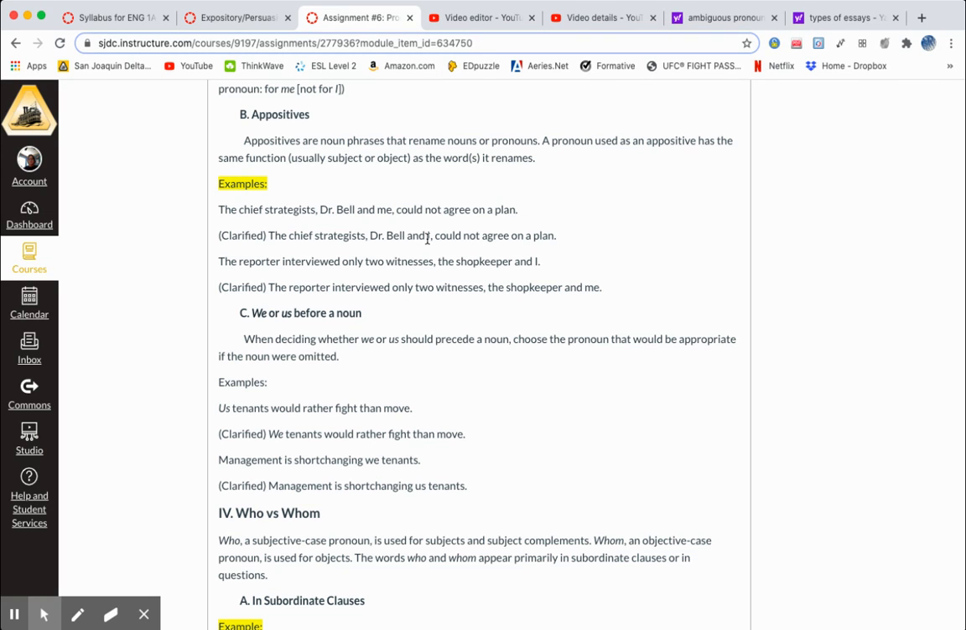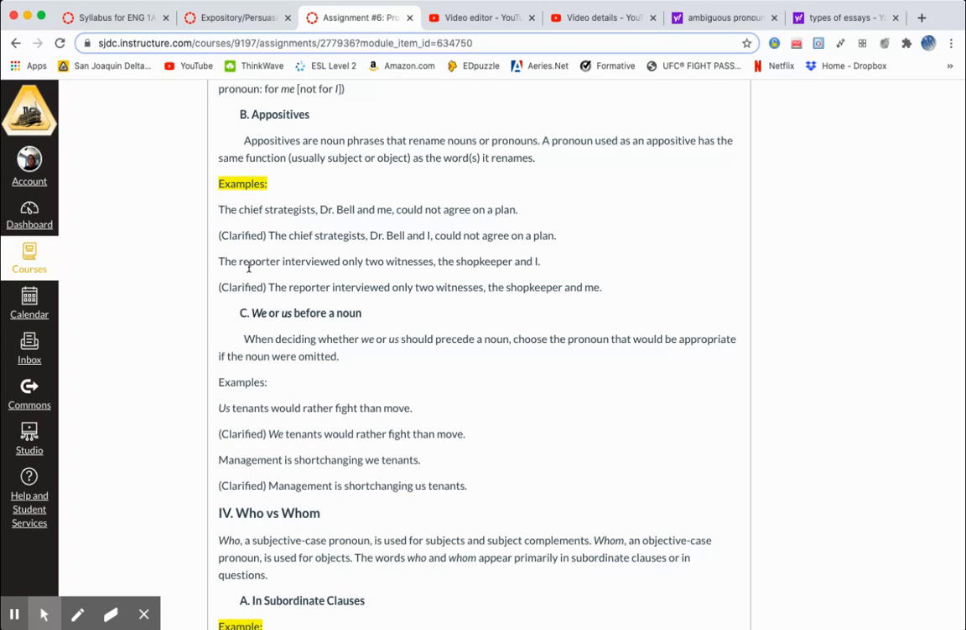Again, if you strip away the Dr. Bell and, okay, you would see, or hear, that Dr. Bell and me becomes me could not agree on a plan, and you wouldn't say me could not agree on a plan, but you would say I could not agree on a plan. That's the best way to determine the order of those words.